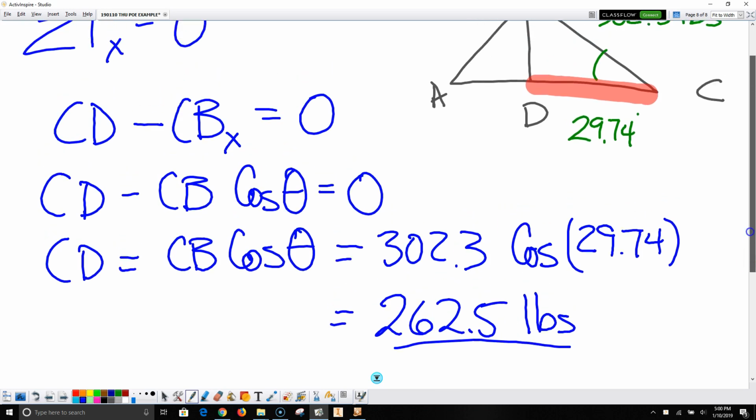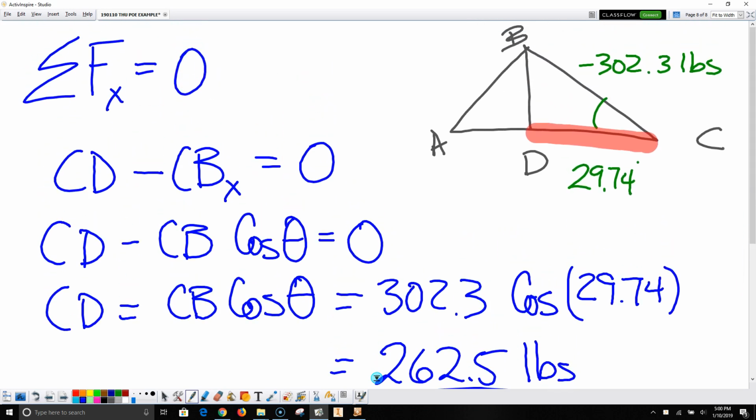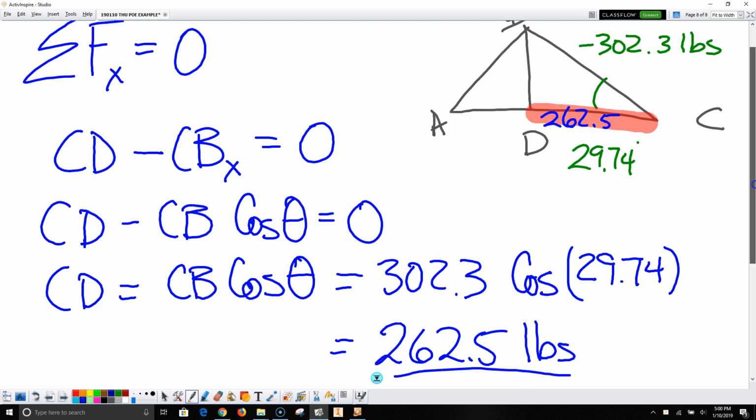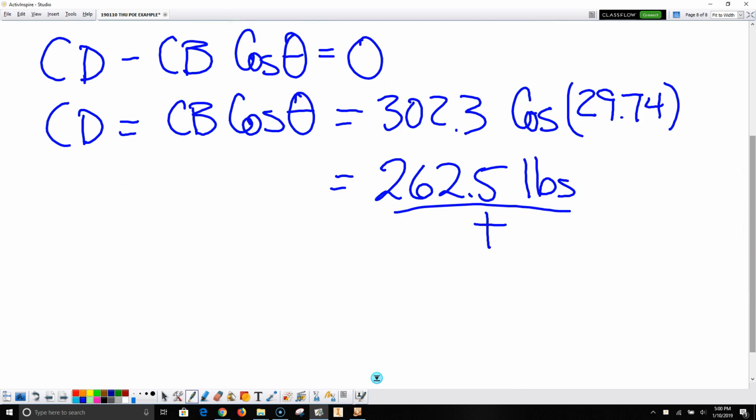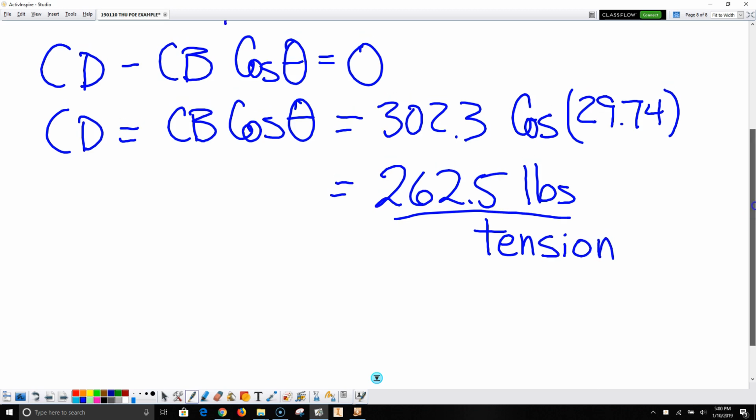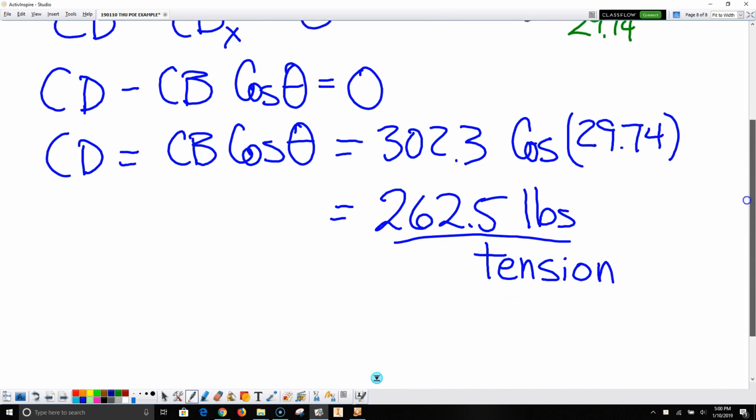And then go label our free body diagram: 262.5. And that is positive, so this is in tension. And I think I forgot to do that on one of them. It's a good idea to label each one if it's tension or compression, just so you keep that in mind when you're looking over your work. Okay.